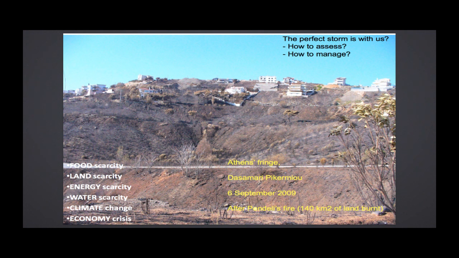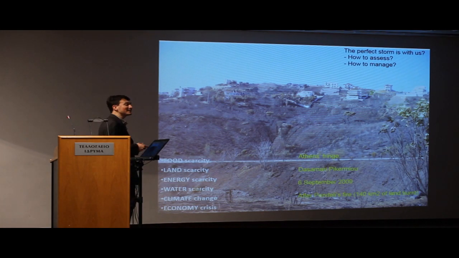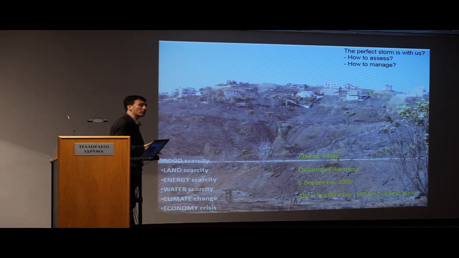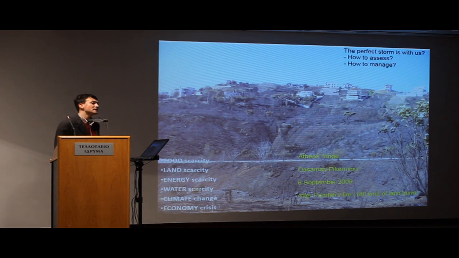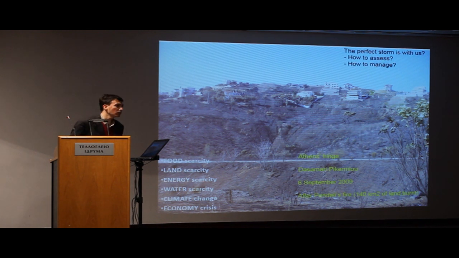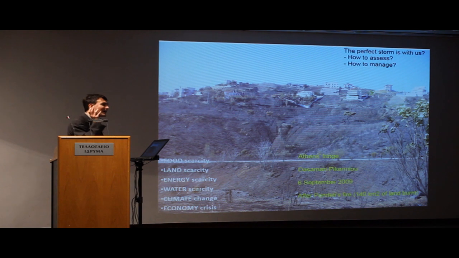And my question, just to leave you with some question, is: is the perfect storm with us, and how to assess it and how to manage it? How to manage it means how to assess this kind of problem, which is a typical problem in Mediterranean Europe. It's a problem of peri-urban areas, urban sprawl, and other similar things. So, eating soil, the most important thing is how to contrast urban expansion and how to contrast soil degradation and land degradation around urban areas.